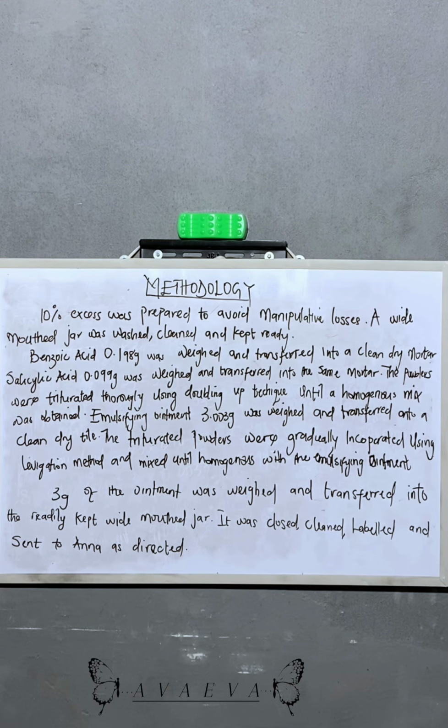Emulsifying ointment, 3.003 gram, was weighed and transferred onto a clean, dry tile. The triturated powders were gradually incorporated using the levigation method and mixed until homogeneous with the emulsifying ointment. Now, 3 grams of the ointment was weighed and transferred into the readily kept wide-mouthed jar. It was closed, cleaned, labeled, and sent to Anna as directed.